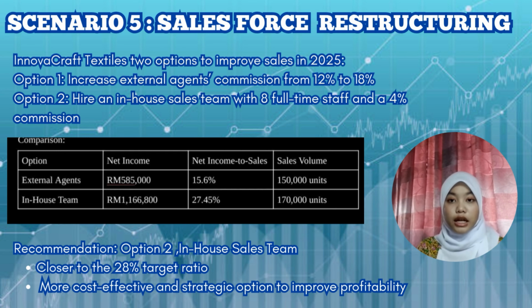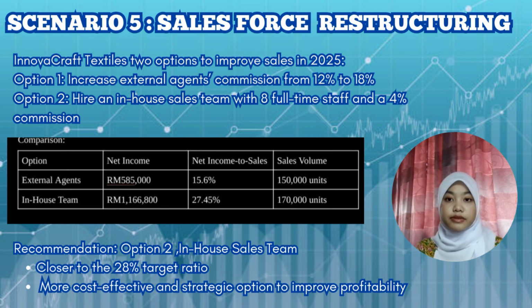In this presentation, I will analyze scenario 5, sales force restructuring for Innocraft Textiles. The company is considering two options to improve sales in 2025, either increase commission for external agents or switch to an in-house sales team. The first option is to increase external agents' commissions from 12% to 18%. This is expected to increase sales by 50% or 150,000 units.